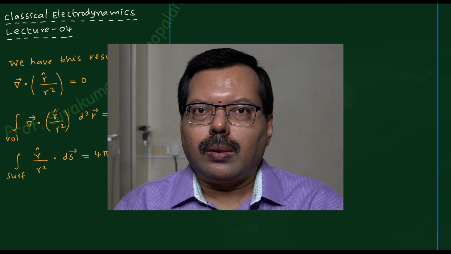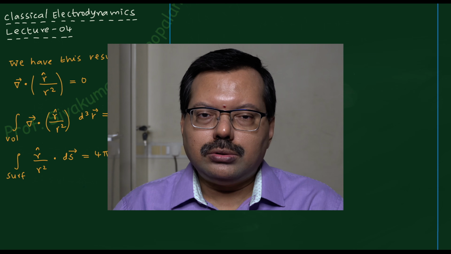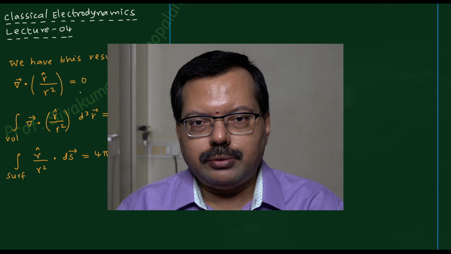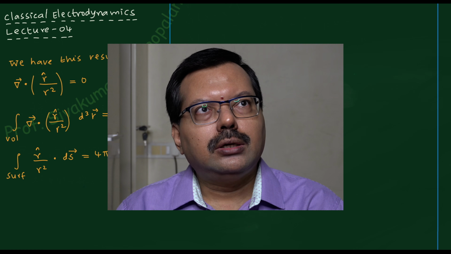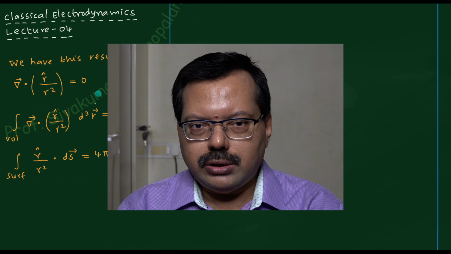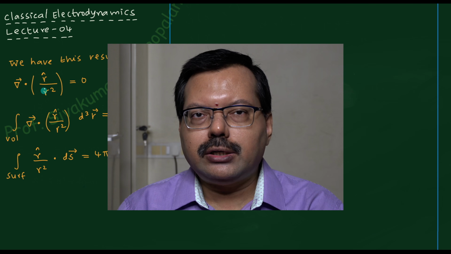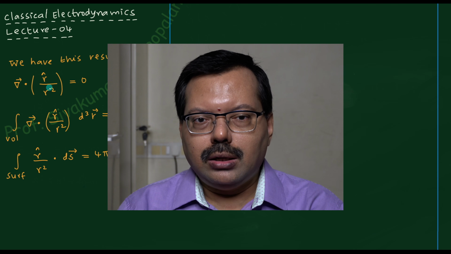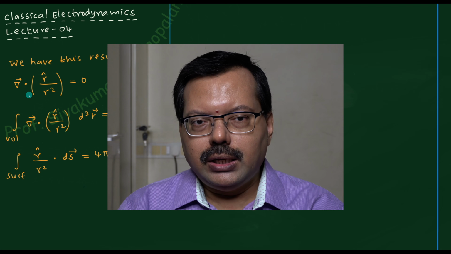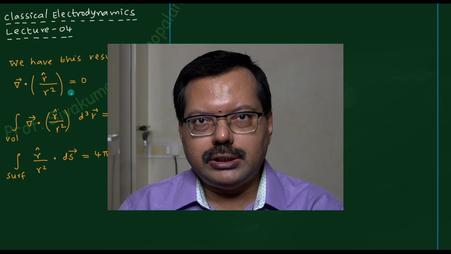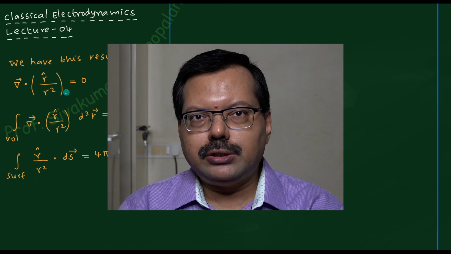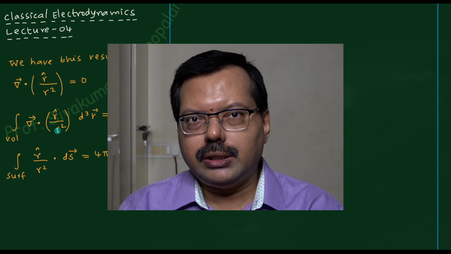We will see how this is going to work out. What we have done in the last class, I am showing here. I'll bring the cursor. So in the last class, we have seen this particular result: we considered a vector-valued function given by r cap by r square, where r cap is the unit vector, of course. We evaluated the divergence in the spherical polar coordinate system and got 0 here. For this expression, we also applied the Gauss divergence theorem.